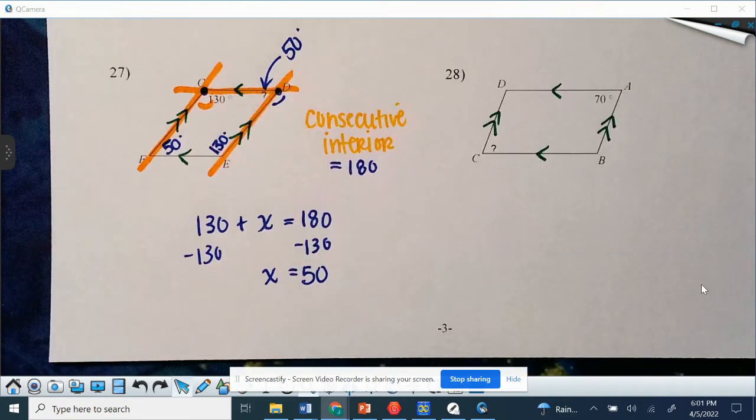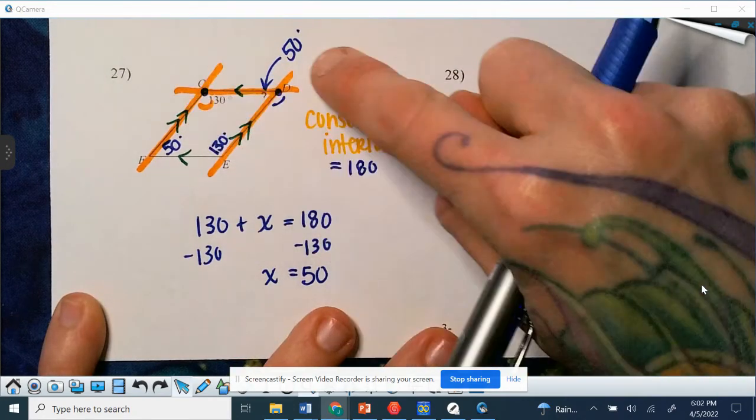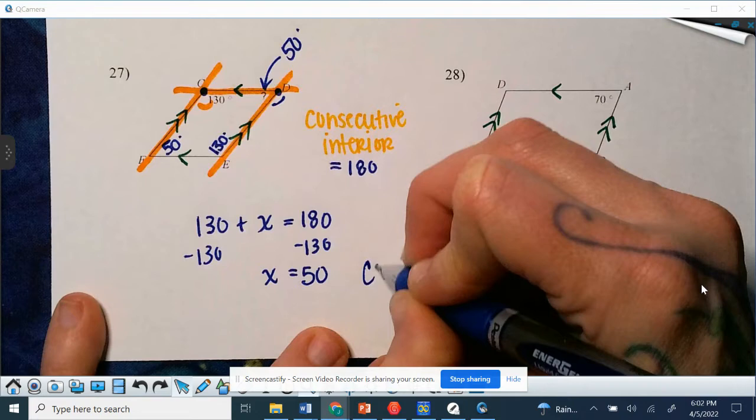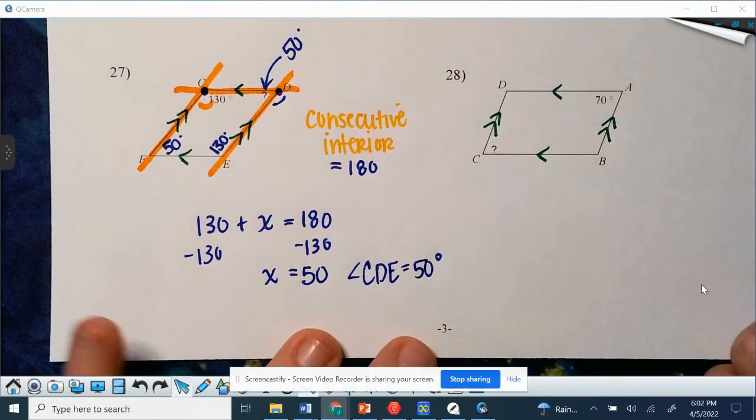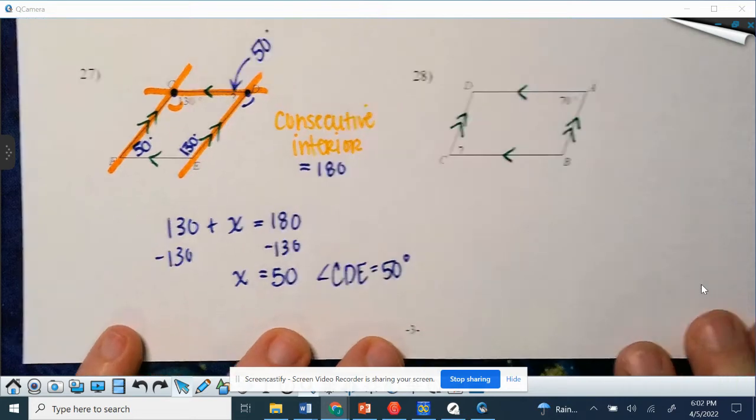This is another one of those styles of math where your work or thought process may not sound just like mine or your neighbor's, but as long as your answers are correct, that's all that matters. So in this case, angle CDE, or angle D, is equal to 50 degrees. All right, so look at number 28.